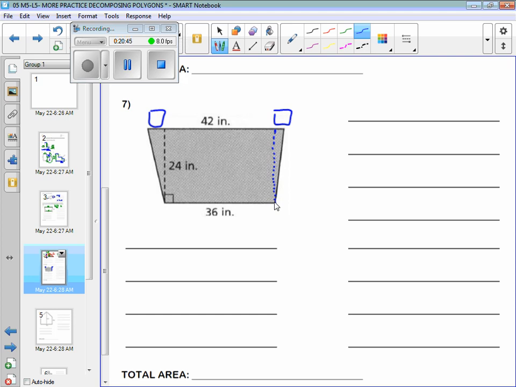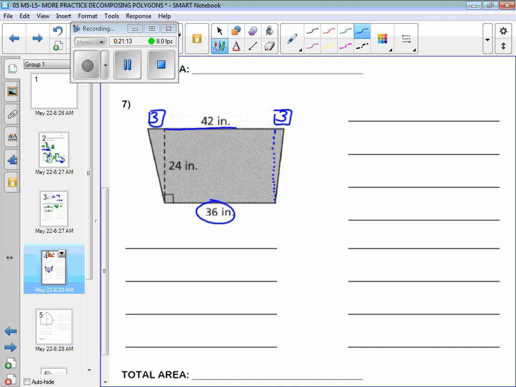If we take 36, subtract it from 42, that's going to give us 6, and that's going to make these pieces 3. Even though this is slightly off, this could actually be 4 and 2, but as you'll see, it doesn't matter in this case. It'll still work. So now that's going to give me 3 shapes.